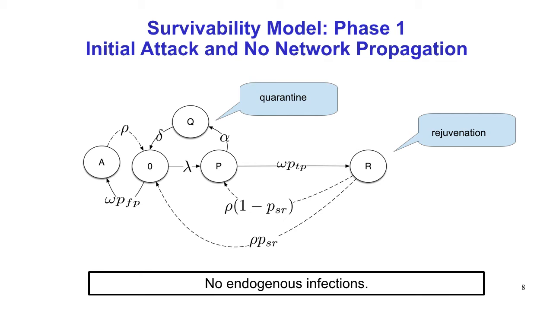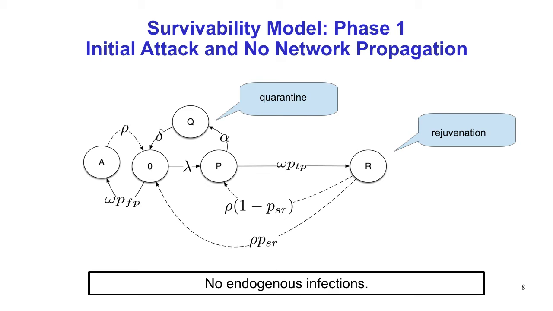In phase 1, an initial attack occurs and no network propagation is occurring. The system can be in one of the states shown in the figure. In state A, rejuvenation can occur due to false positive. In state 0, the system is in normal state and is susceptible to attacks. Lambda is the exogenous attack rate.